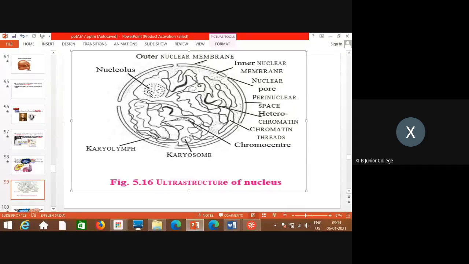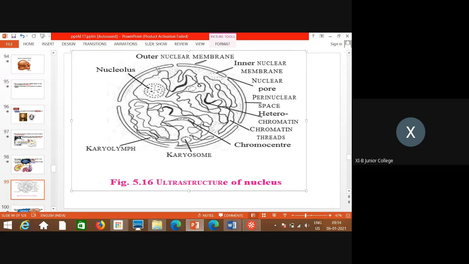That nucleolus is considered to be important in ribosomal biogenesis. That is, the synthesis of ribosomes requires material that is present in the nucleolus. That means ribosomal proteins and ribosomal RNA are present in the nucleolus. So what did you see now in the ultrastructure of the nucleus?